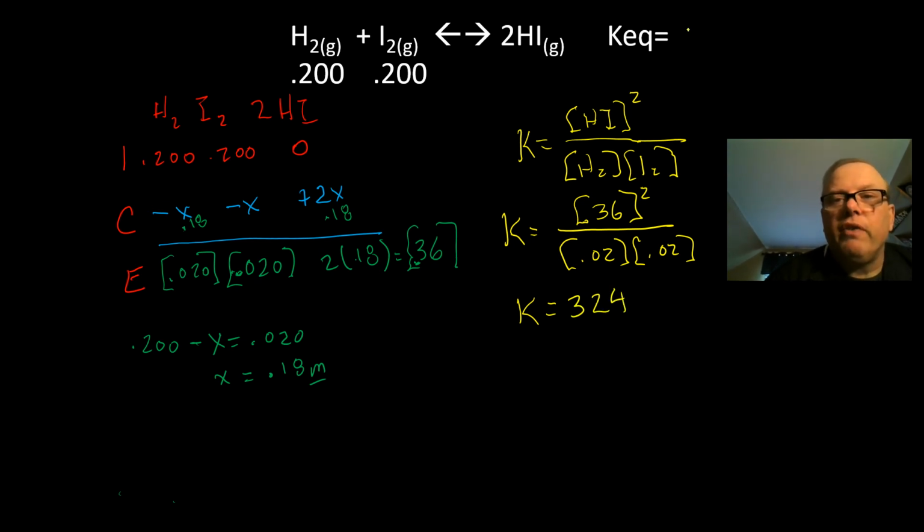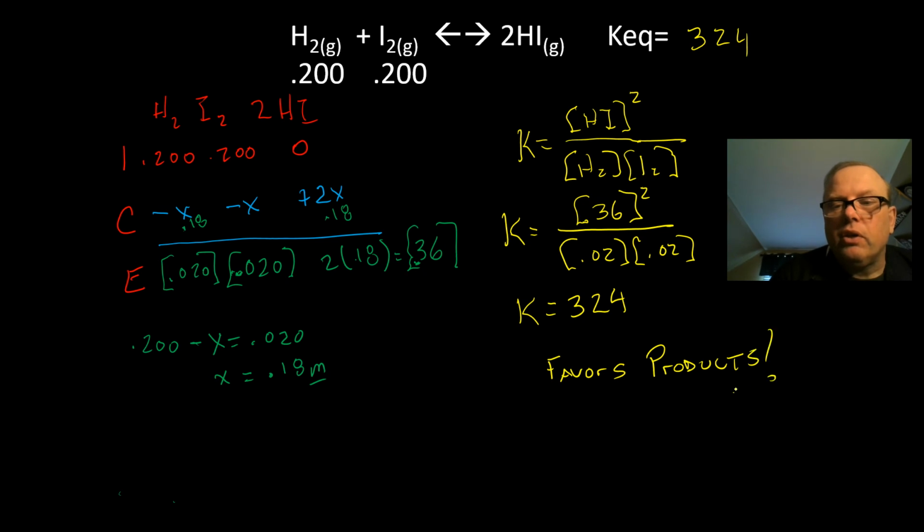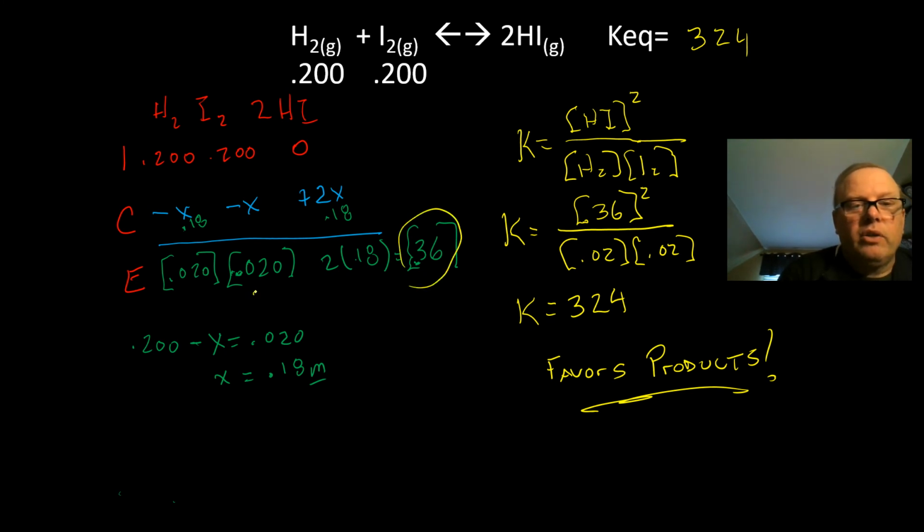So that is my K value here, 324, which means that it favors the products, since a large K value favors the products. If we take a look at this, our concentration at equilibrium is 0.36 for the product, and these are 0.02 and 0.02. So yes, our data does tend to say that. This here is how we solve things using an ice table. This is our first look at it.